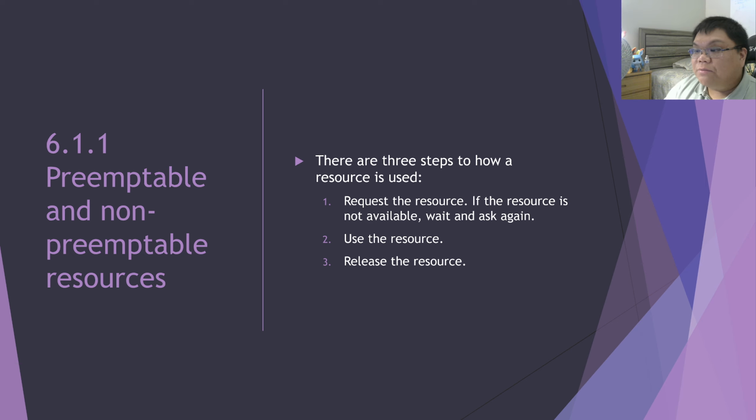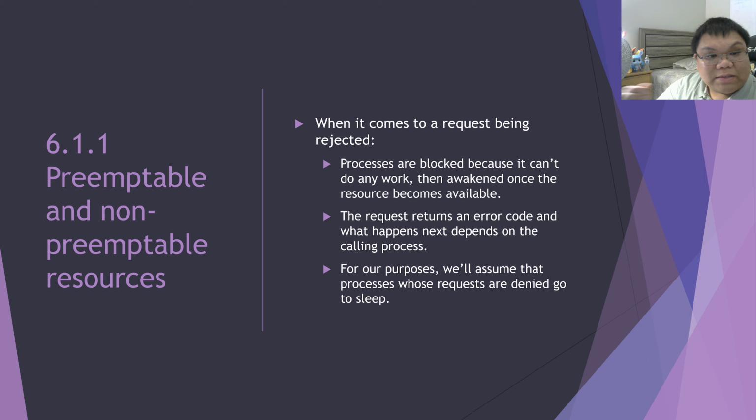There is a 3-step process for how resources are used. Step 1, request the resource. If the resource is not available, like it's in use, wait for a while and then ask again later. Once you've got the resource, you use the resource. And once you're done with the resource, you release the resource. Pretty simple, right? When a resource request is rejected, that process is blocked because it can't do any work. Once that resource is available again, the process is awakened.